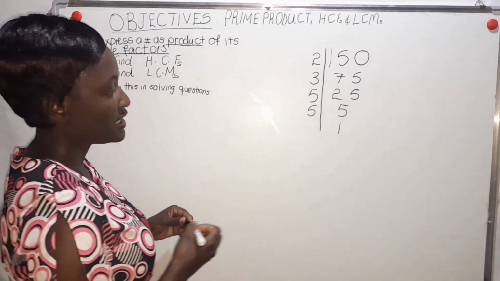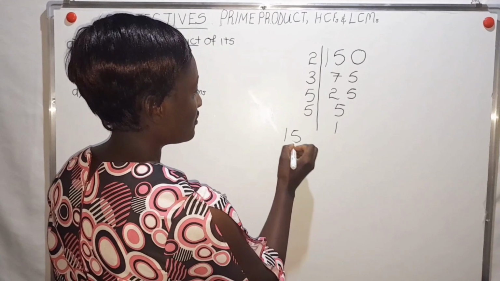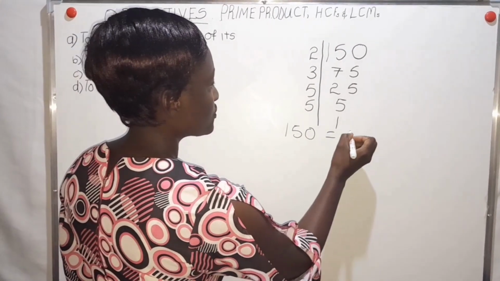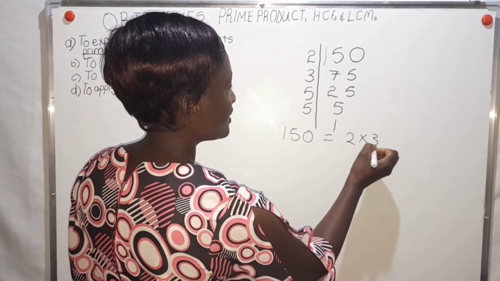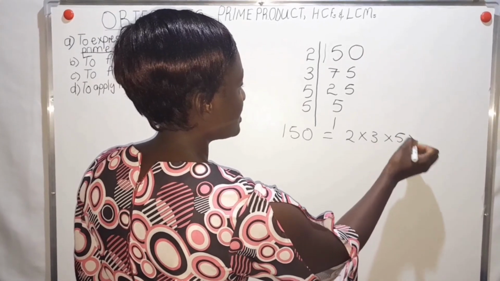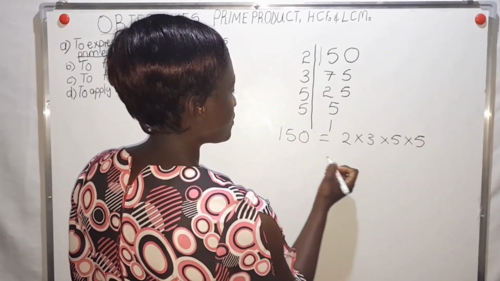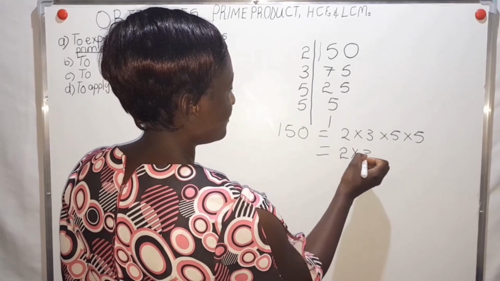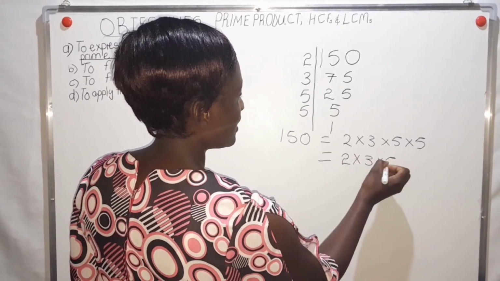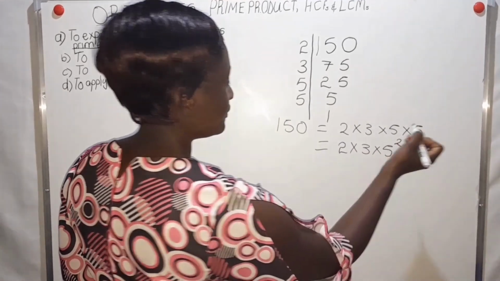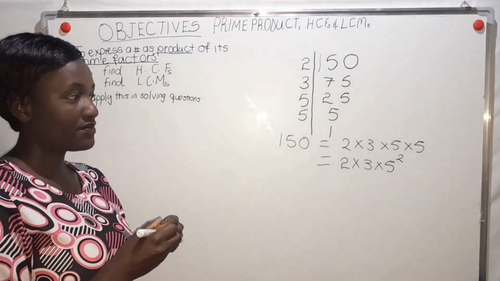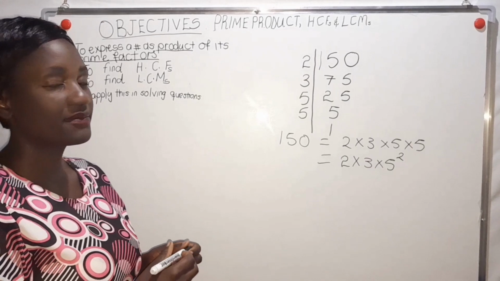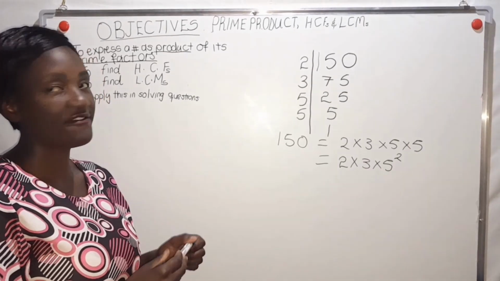When expressing 150, we are going to say 150 is equal to 2 times 3 times 5 times 5. So it means 2 times 3 times 5 to the power of 2. So this is how we express 150 as a product of its prime factors.